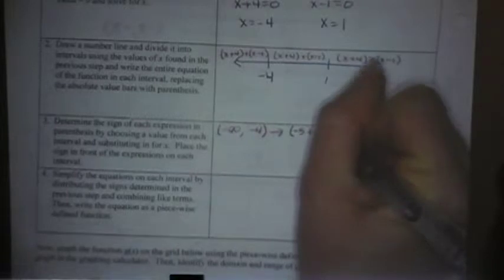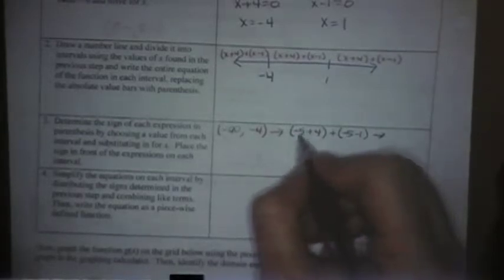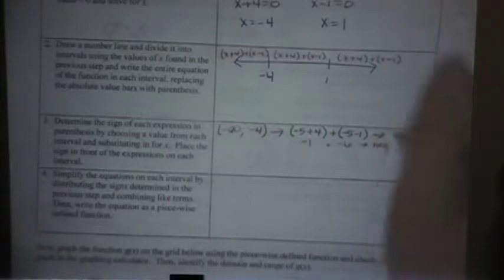So I'm plugging that in, negative 5 plus 4 and negative 5 minus 1. In this case, negative 5 plus 4 is negative 1. Negative 5 minus 1 is negative 6. They both come out to be negative. So in this case, I'm going to go up to my number line, and both expressions become negative.